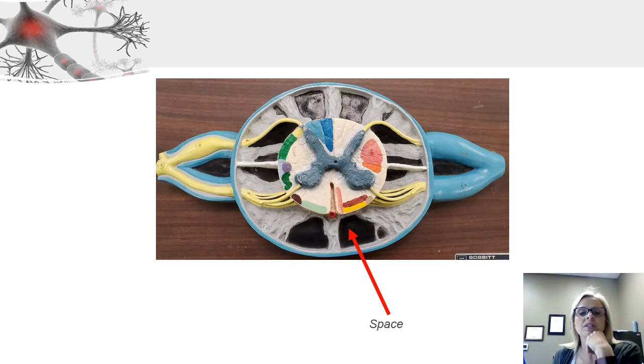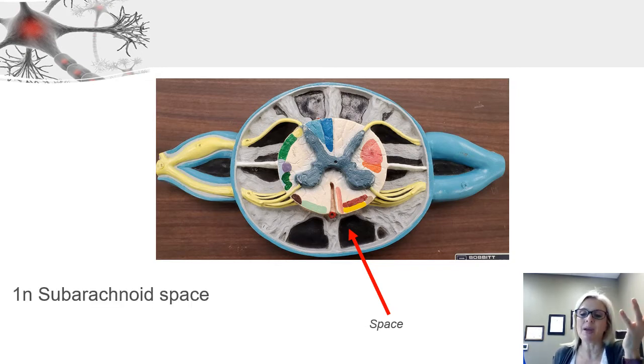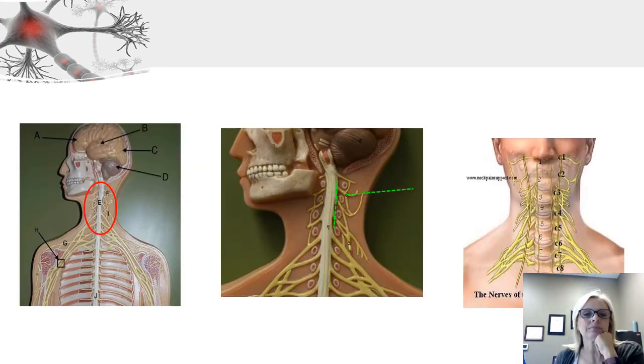Okay, so this one is below a spiderweb-like material, so it is the subarachnoid space. And when I want spaces, I will tell you what is the tissue or meninges, and if it's not, I'll say something that means space, so you'll know what I'm talking about.